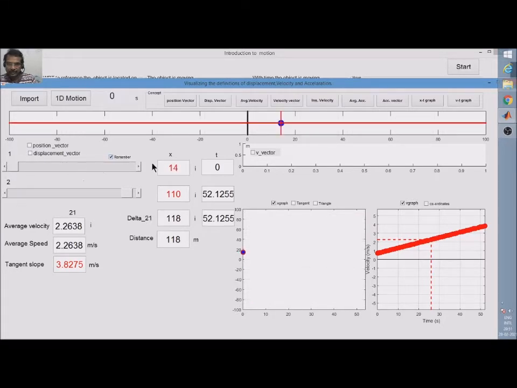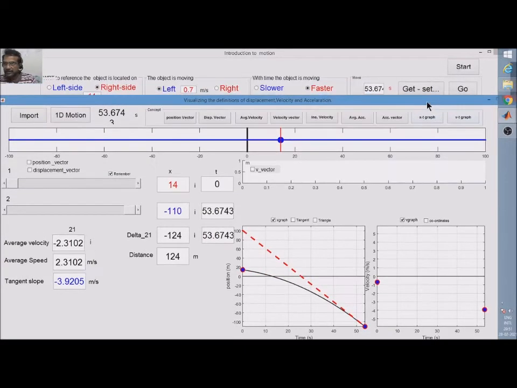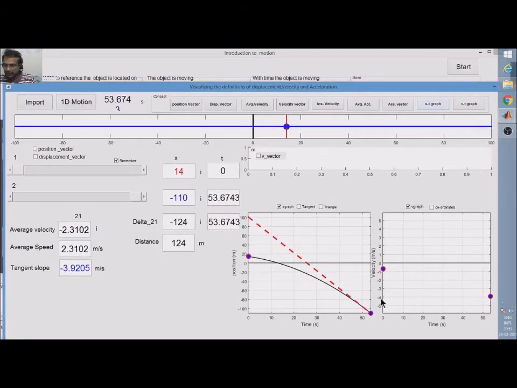So this is at t equal to 0, it's at 14 meters. So this is the position time graph. Observe the color. The blue indicates it is moving towards the left, and the red circle around it indicates it is going faster and faster. So at the end of the simulation time, which is 53.67 seconds, the object would be moving at -4 meter per second.